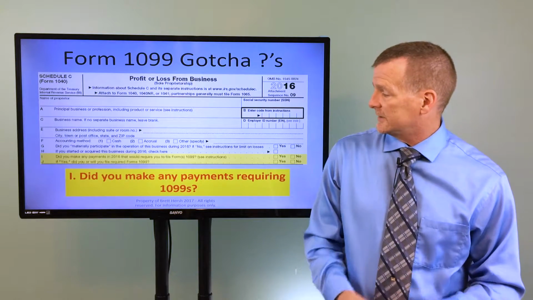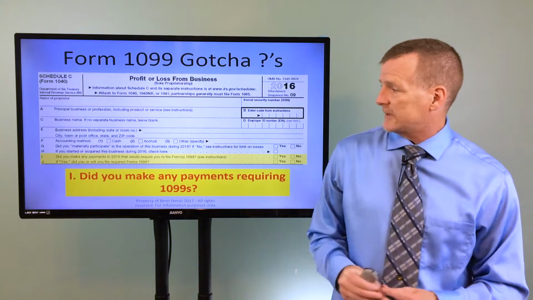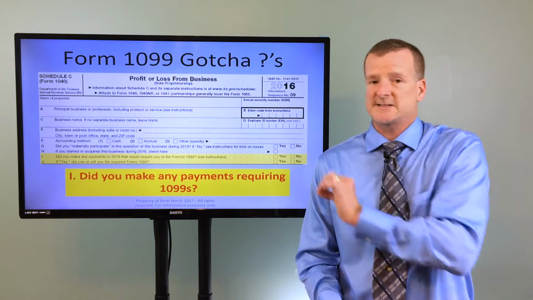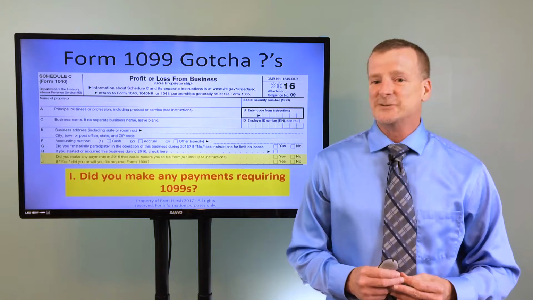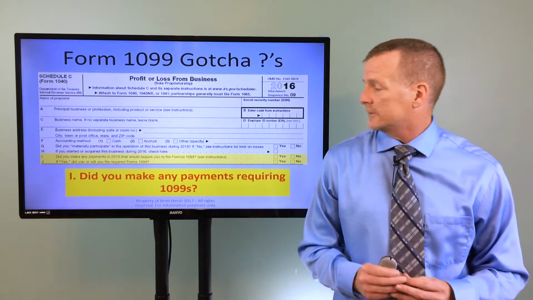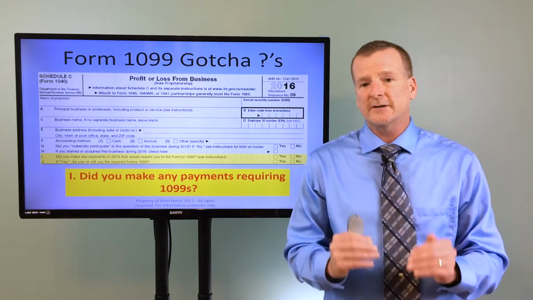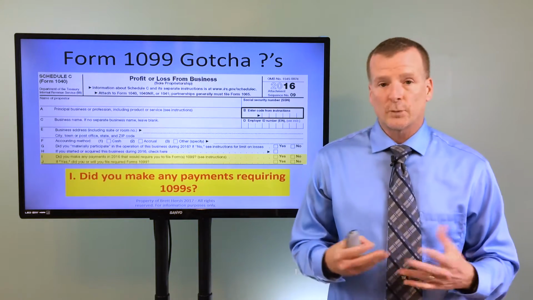Here are the gotcha questions. You can see them here. You can hardly see them. I tried to enlarge them and put them on the screen, but even if I tried to crop that section out and enlarge it, it didn't turn out too good. So I'm just going to show you what they are. Two questions. Did you make any payments during the year that require a Form 1099?